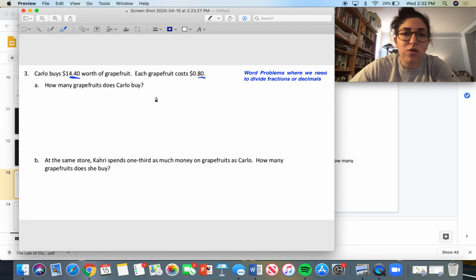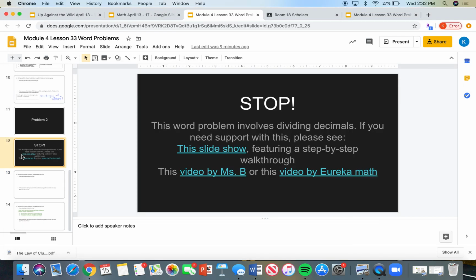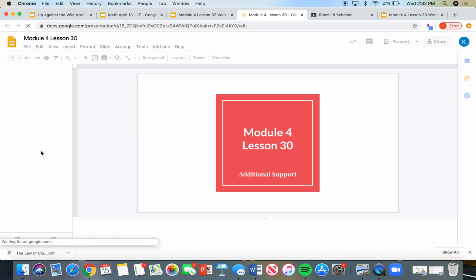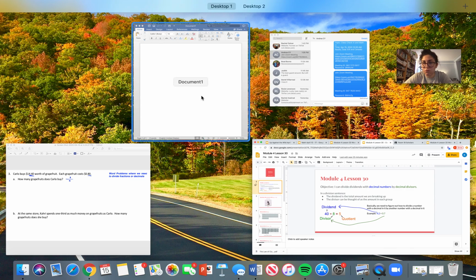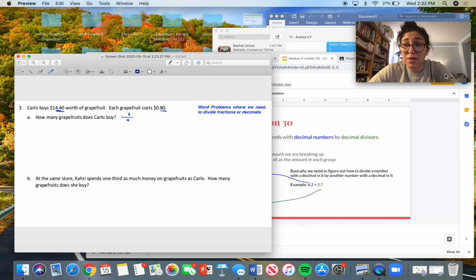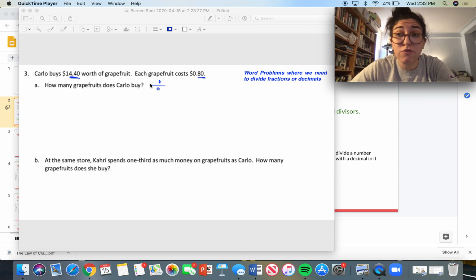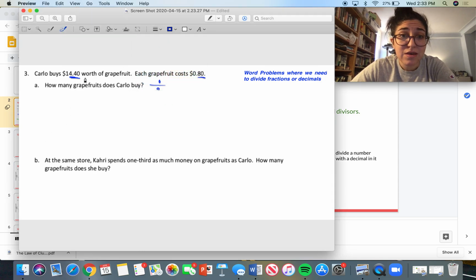But once you realize that the correct thing to do is to divide, now you need to figure out how you can divide this. So ask yourself, when I'm doing a division problem, and I will again recommend that you go into this slideshow because it is incredibly helpful. It does talk about this, right? When I'm dividing, the dividend, this first number, is the total amount we're breaking up. And the divisor, this second number, is the amount that's in each group, right? So going back to this problem, my total, or the first number, that dividend, is the $14.40.